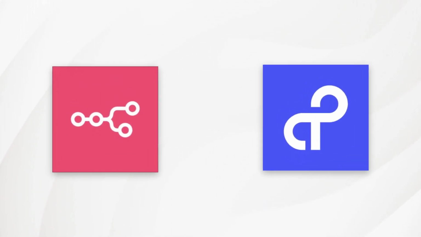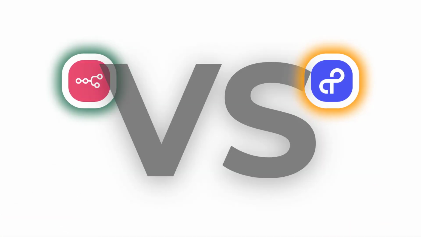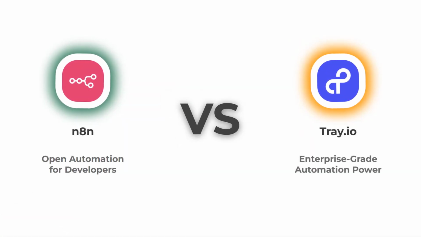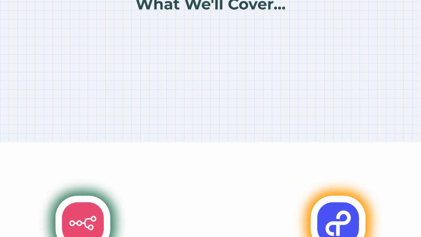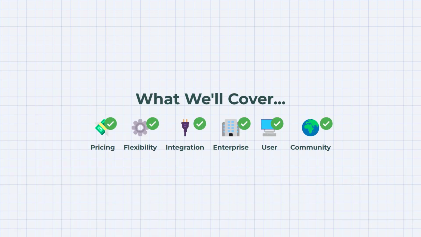These two automation giants promise to supercharge your workflows. But which one actually makes life easier? On the left, the open source powerhouse N8N. And on the right, the robust enterprise favorite Tray.io. We're pushing them head to head in what matters most: flexibility, integrations, ease of use, pricing, and support.